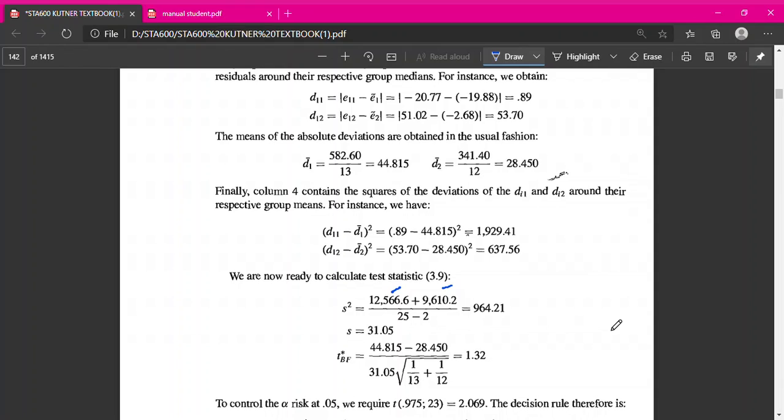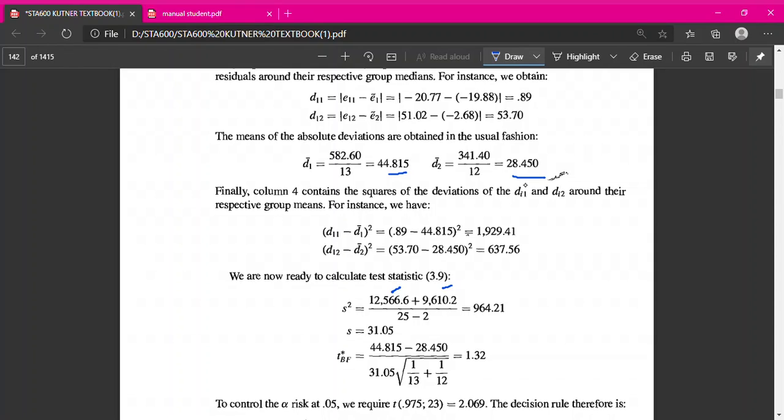And then apply the formula of test statistic t, which is here d1 bar. This is d1 bar, sorry, here. Dengan d2 bar, which is the total of column di1 tadi, bahagi dengan n1.